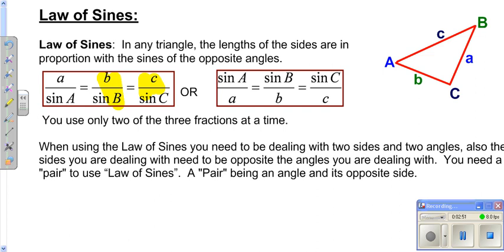To use the law of sines, you need to be dealing with an opposite pair. An opposite pair is where you are dealing with a side opposite your angle. So the B's would be considered an opposite pair. If you know both those numbers, then you could work it out. Or if you know both of the A's, that's referred to as an opposite pair, and you could work those out. Or if you know both of the C's, you could then go ahead and work it out.